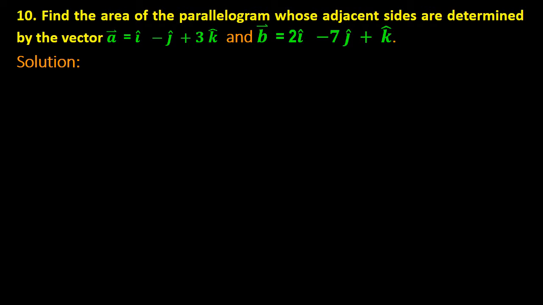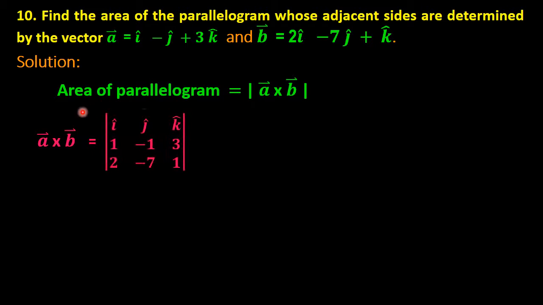Now similarly in question number 10, we need to find the area of a parallelogram whose adjacent sides are determined by the vectors A equals i minus j plus 3k and B equals 2i minus 7j plus k. The formula for the area of a parallelogram I have also given you: area of parallelogram equals the magnitude of the cross product of A with B, which represents the two sides of the parallelogram. So here we directly find the cross product of A and B vector.